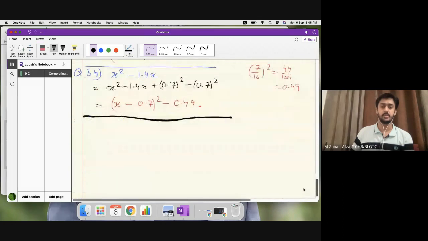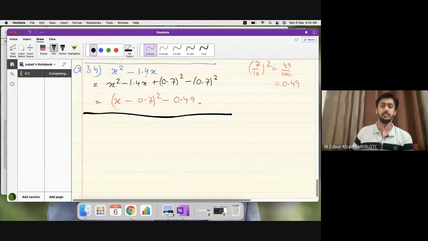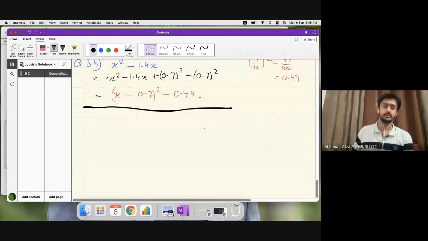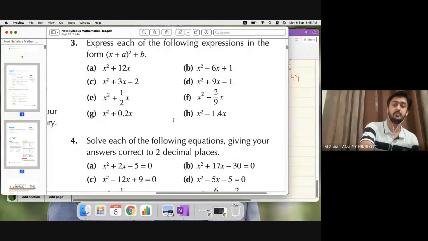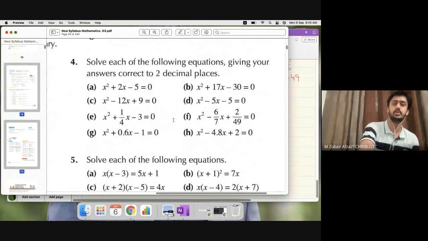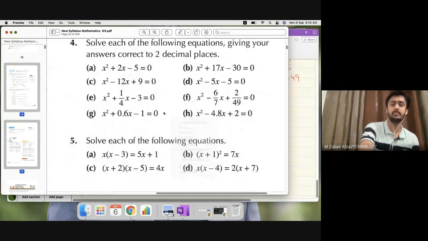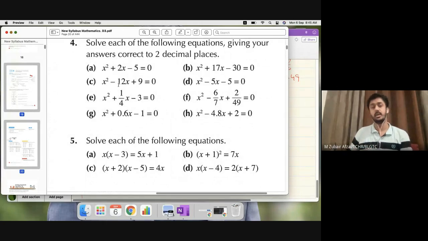Look at this last question. Half of 1.4 is 0.7 squared. Add and subtract, then you close the first three terms, then the last term. Right? You also have these steps in your book. Kindly, that would be unfair if you copy these. Do at least two of them. You'll get every question.